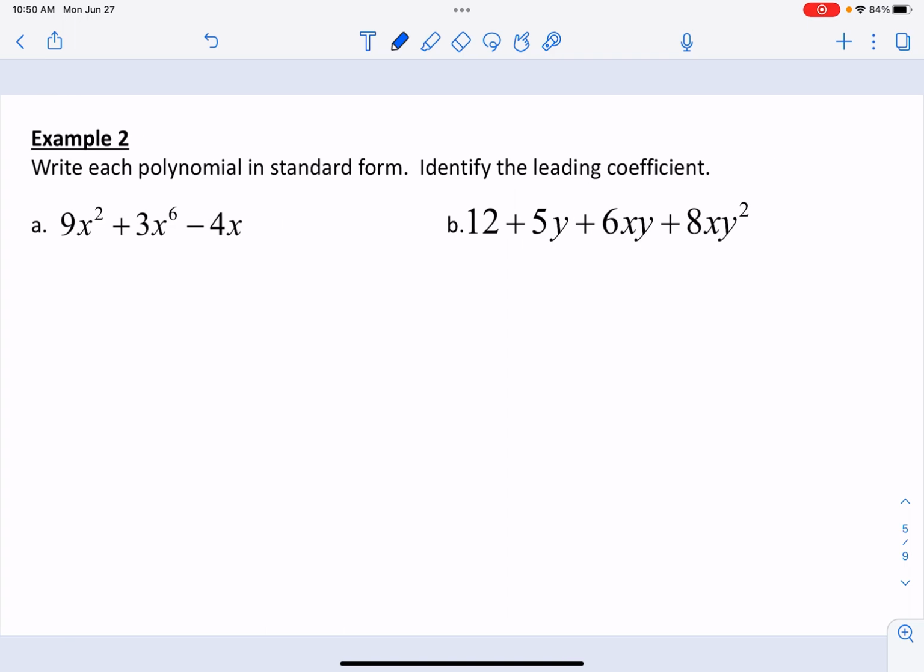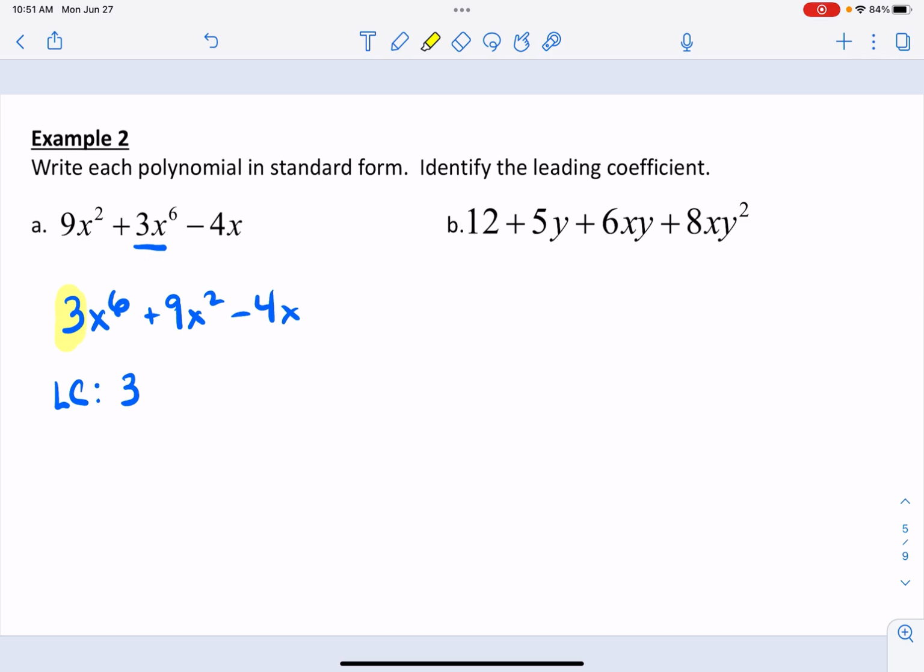Write each polynomial in standard form and identify the leading coefficient. For this first one, I have to look and see which term has my highest degree. That's this term here. That term comes first. Then my next highest term is the squared term, minus 4x. My leading coefficient is 3. That's the coefficient on the term with the highest degree.